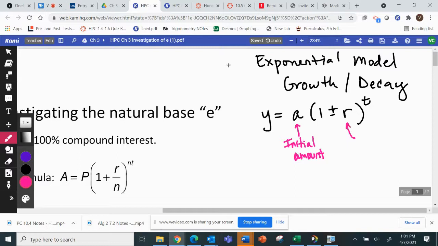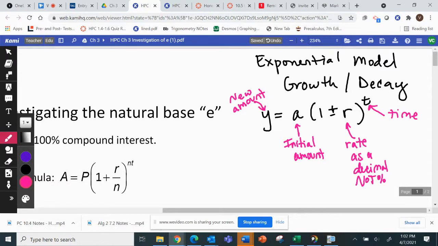The r, anybody want to guess what r stands for? It's not radius. Rate. They're going to tell you a percentage, but this is going to be the rate as a decimal, not percent. So if it's 5%, you'd write 0.05. The t, anybody want to guess what t is? Yep, time. And then the y would be the new amount.